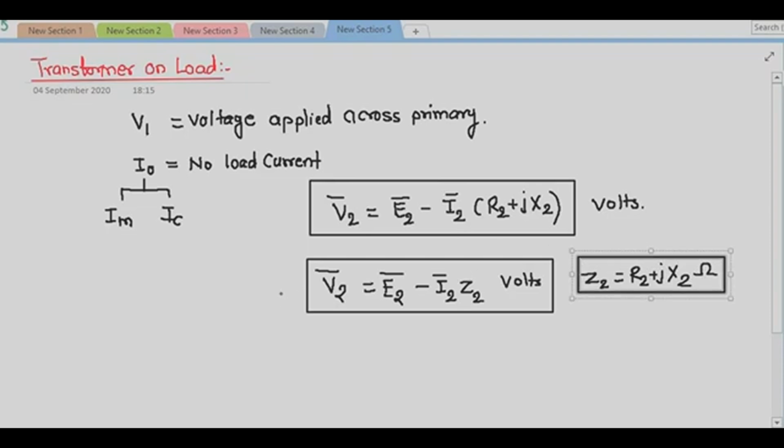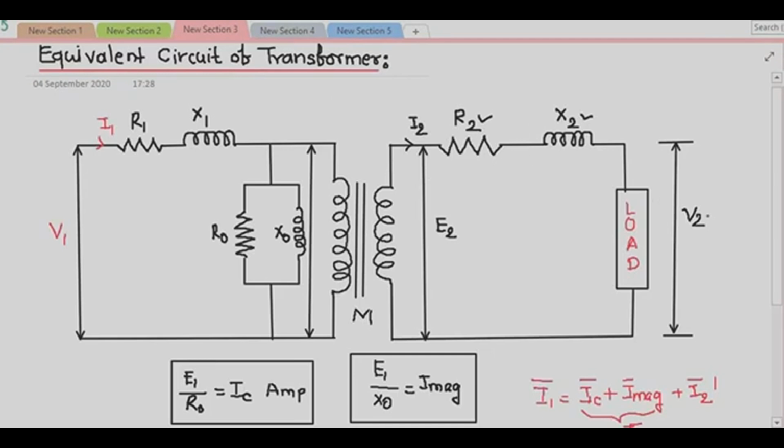The phase relationship between the secondary current I2 and secondary terminal voltage V2 is determined by the characteristics of the load. If my load is resistive, V2 and I2 are in phase. If my load is inductive, I2 will lag V2 by some angle. If my load is capacitive, I2 will lead the voltage V2.